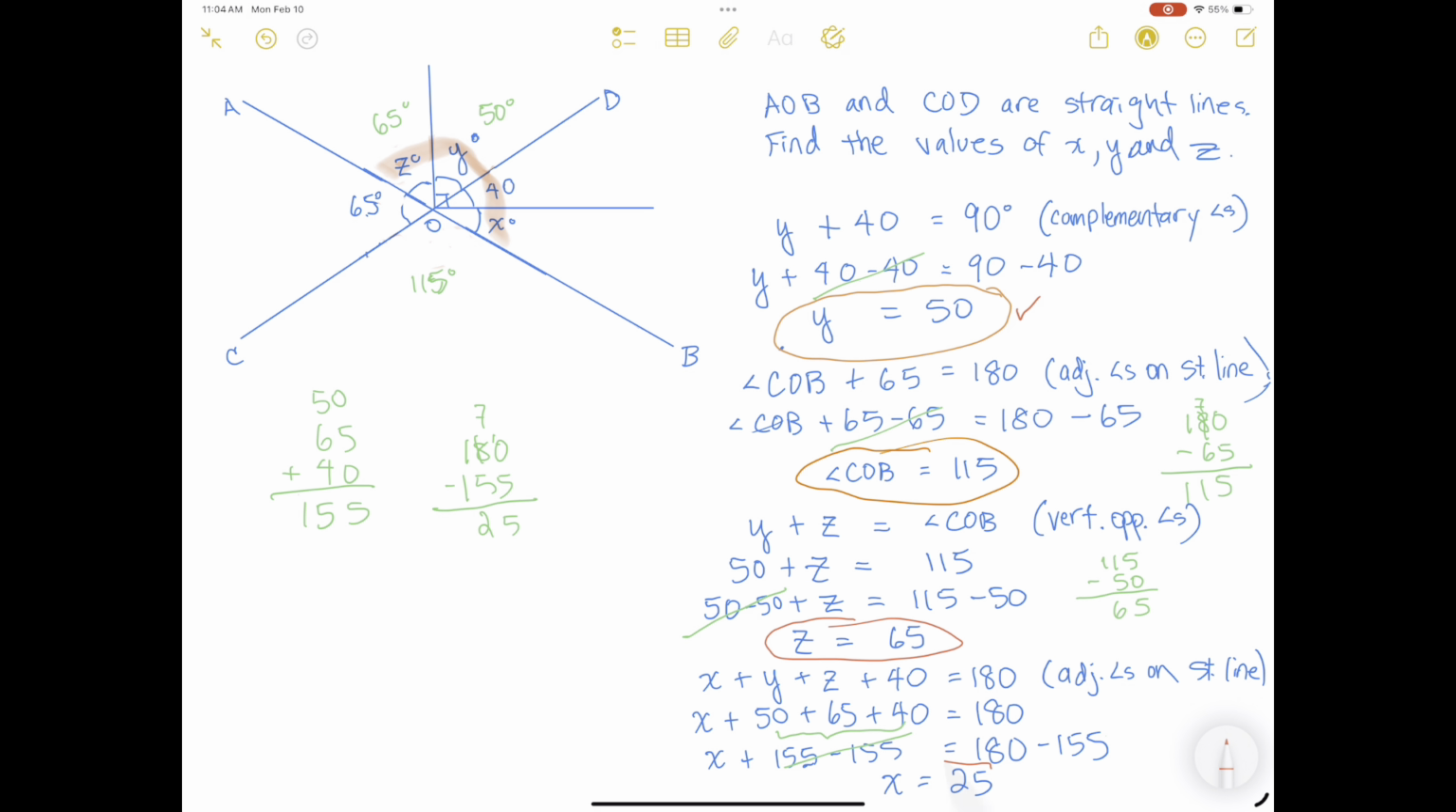Now I can organize all the solutions. X equals 25, Y equals 50, and Z equals 65. I box my answer.